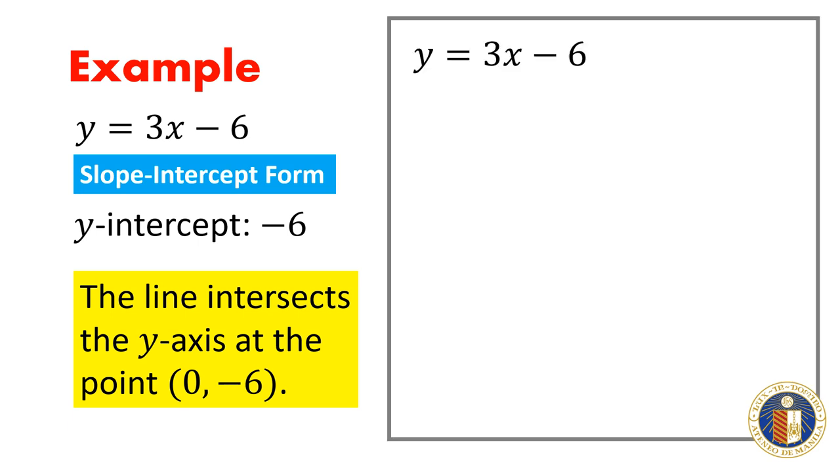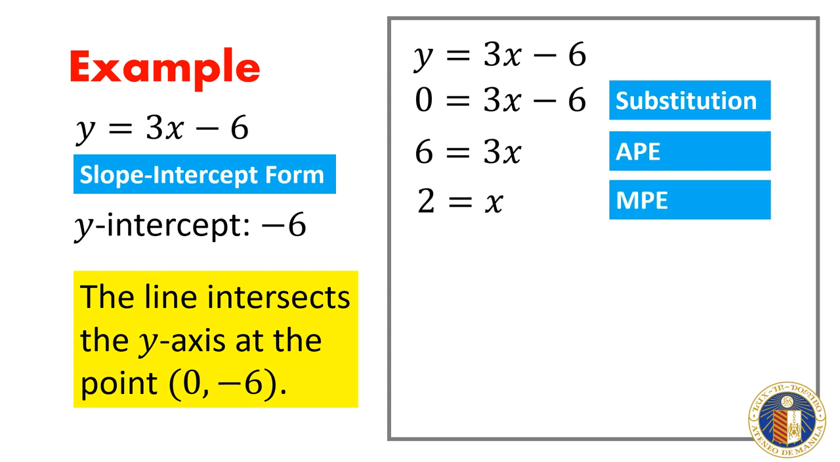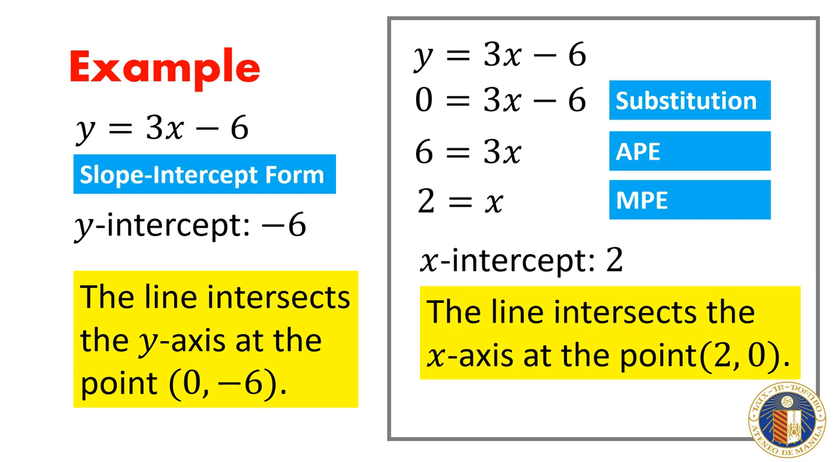To solve for the x-intercept, we substitute 0 to y and solve for x using addition property of equality and multiplication property of equality. The x-intercept is 2. Recall that the x-intercept is the x-coordinate of a point where a line intersects the x-axis. This implies the line intersects the x-axis at the point 2, 0.